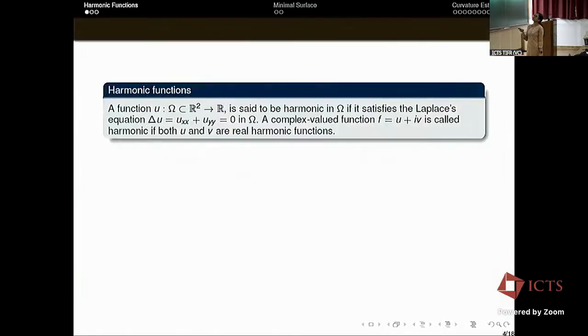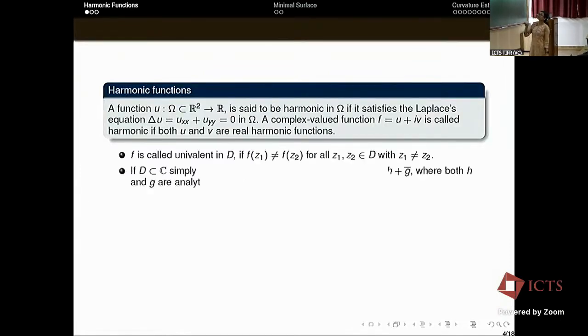Okay, so I will start with harmonic functions. A real valued function is called harmonic if it satisfies this Laplace equation, and a complex valued function is harmonic if both u and v are real valued harmonic functions. Now we call f univalent if f is injective. Also, in any simply connected domain, we can express f by this form, where both h and g are analytic functions in D.